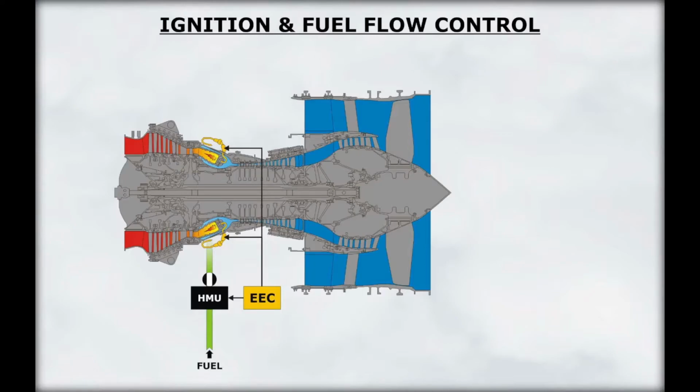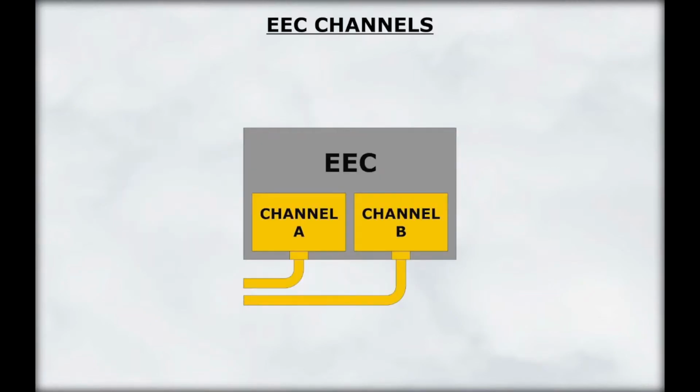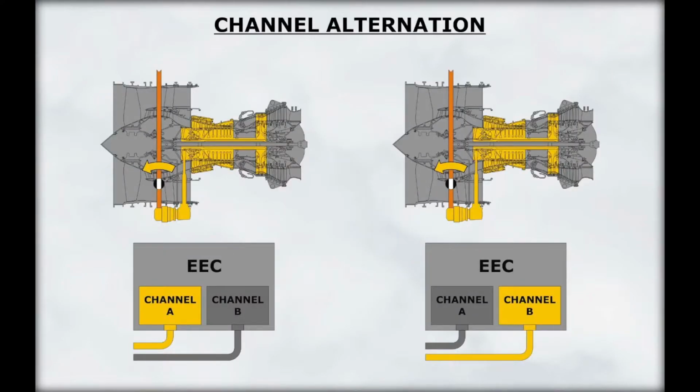The electronic engine control also feeds fuel based on the thrust lever settings into the combustion chamber through the hydromechanical unit. The EECs control the engines through two channels for each engine. Only one channel is used at a time. If the operating channel fails, the secondary channel will automatically take over. The EEC alternates the control channels at each engine start or start attempt.